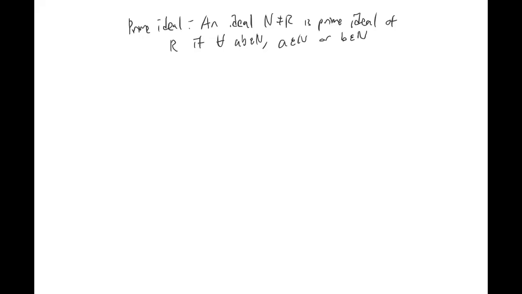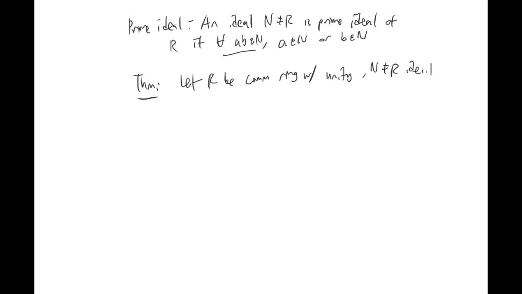So, how do you determine this? It's a similar theorem. Let R be a commutative ring with unity, because you don't want to check every product. That's impossible. If your ring is infinite, you're not going to check if every product belongs to N, and one of them belongs to N. That'll take forever. So commutative ring with unity, N not equal to R.